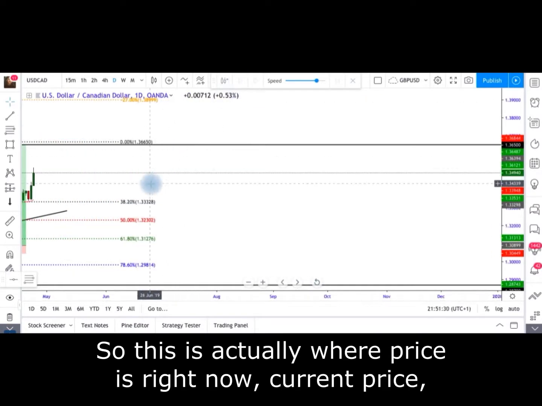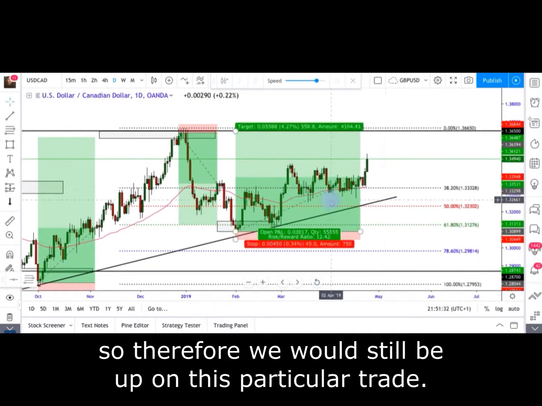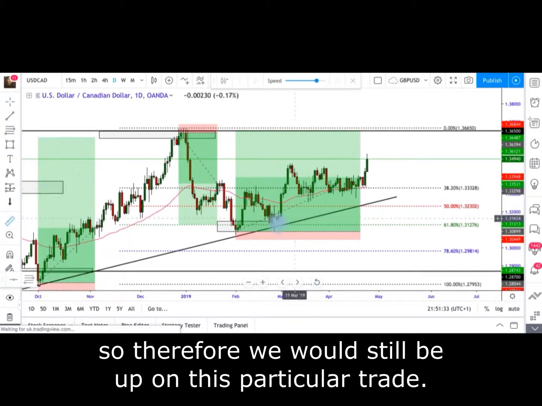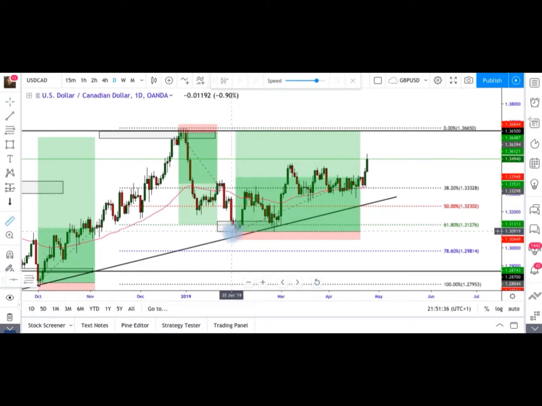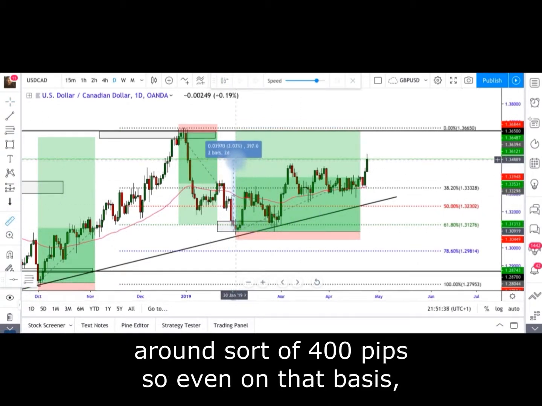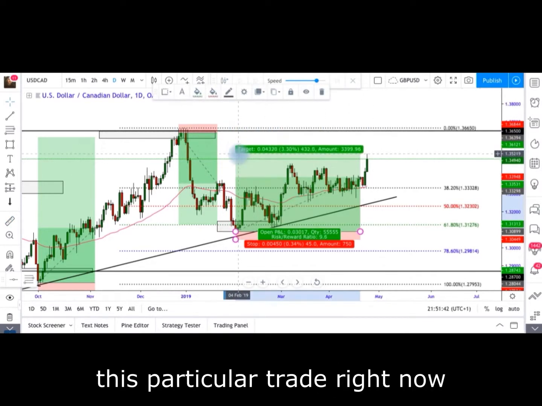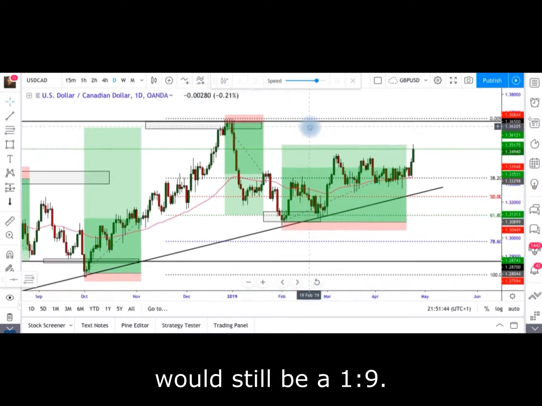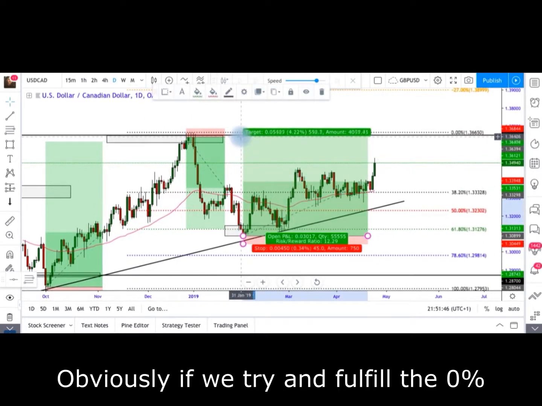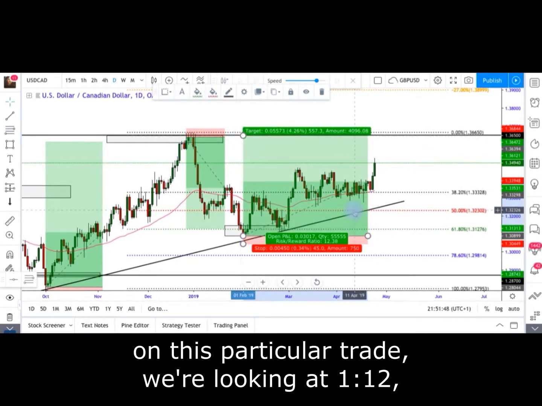So this is actually where price is right now, current price. Therefore we would still be up on this particular trade. Let's have a look at this. Around sort of 400 pips. So even on that basis, this particular trade right now would still be a 1 to 9. But obviously if we try and fulfill the 0% on this particular trade, we're looking at a 1 to 12.